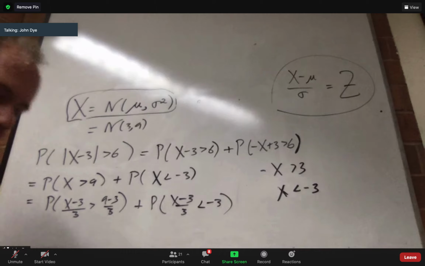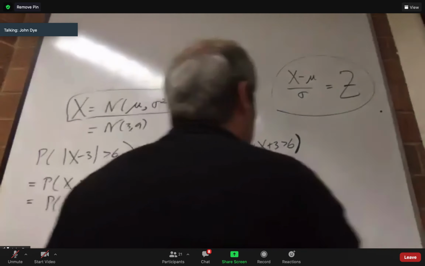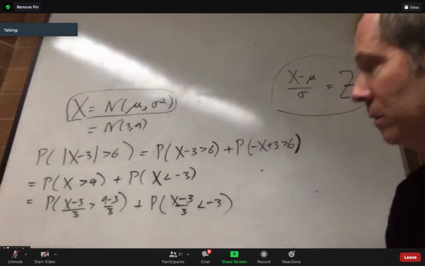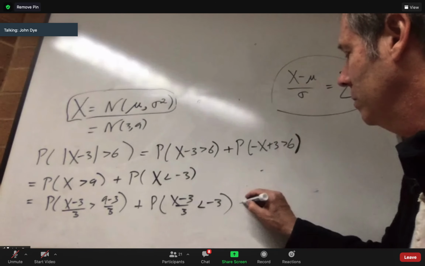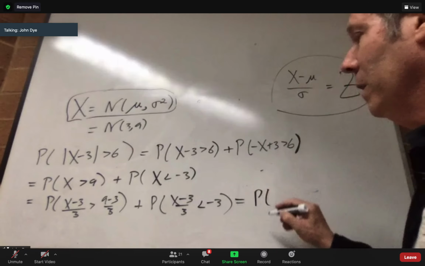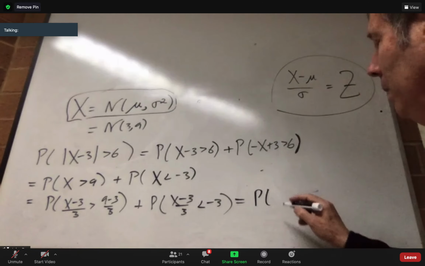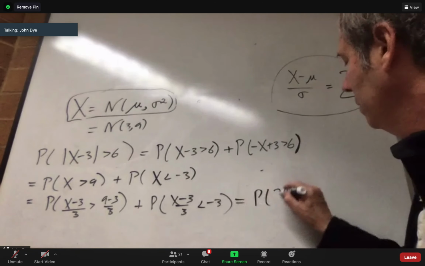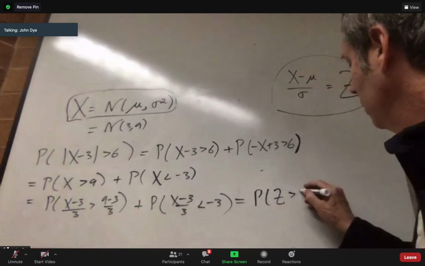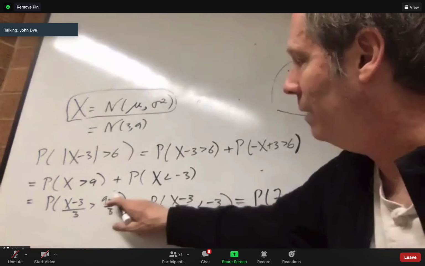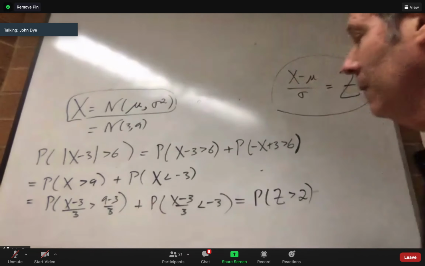Well, this took a lot more work than I thought it would. And I don't want to be making any mistakes here. So this is the probability of what? That now is a z. So z is greater than 2. 9 minus 3 is 6, over 3.